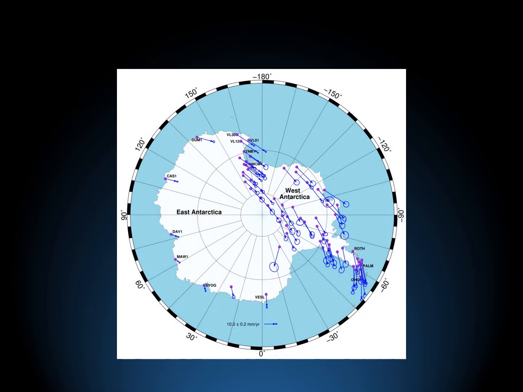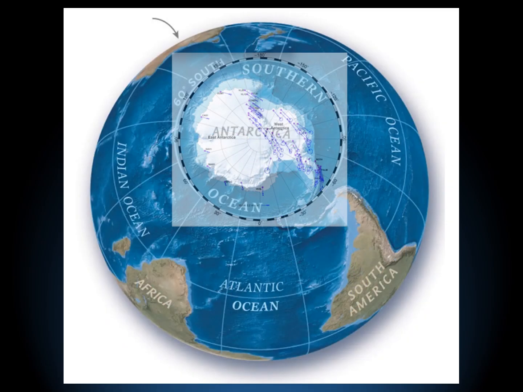Here one can see the rapid clockwise rotation of Antarctica. The rotation rate can exceed 30 millimeters per year. Both the direction and intensity of this rotation of Antarctica certainly explain the Scotia Sea geomorphology. Here one can see the clockwise rotation of Antarctica in the southern hemisphere context.